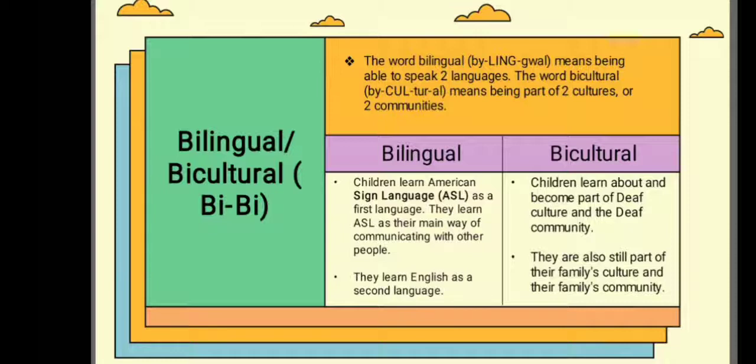different kinds of people. Its members are mostly deaf or hard of hearing. They come from different backgrounds and are of different races. They lost their hearing at different ages for different reasons. Next, they are also still part of their family's culture and their family's community.